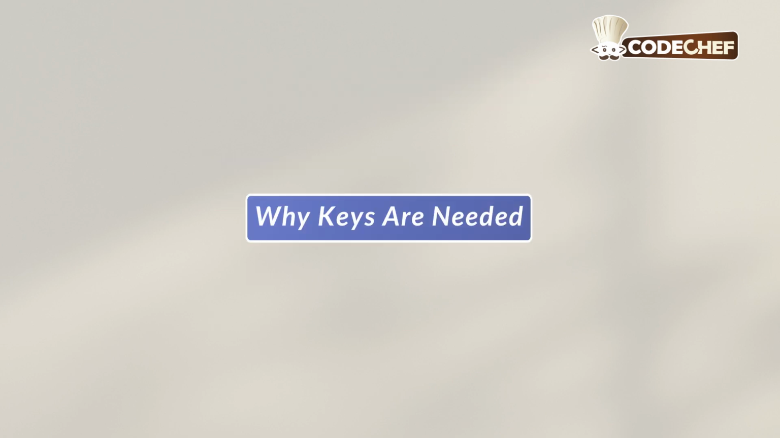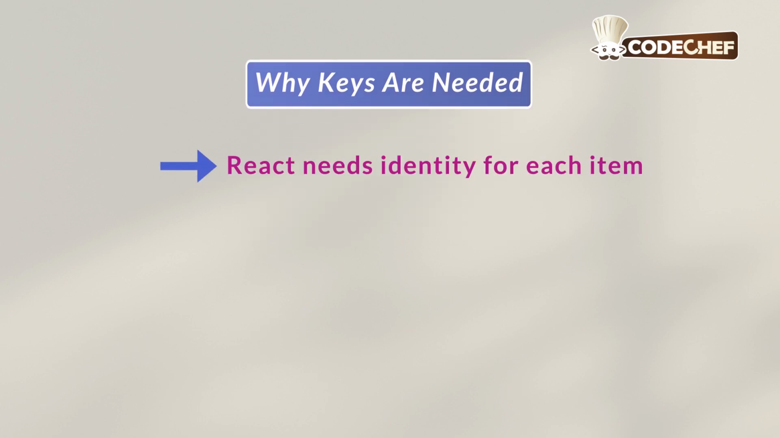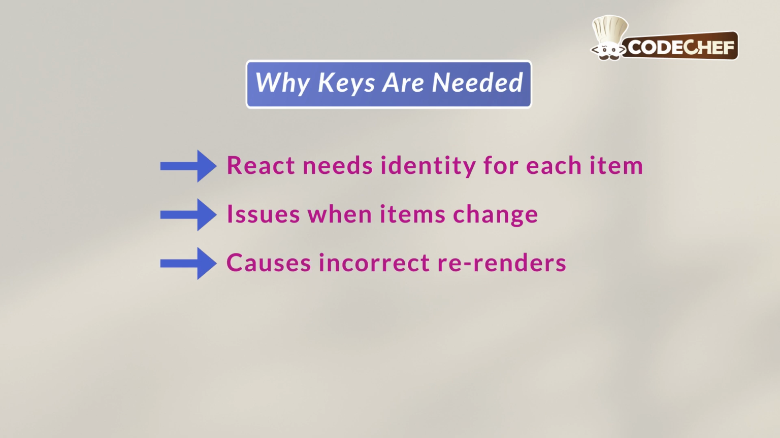There's a hidden issue here. When a list changes, React needs to know which item is which. Without keys, React cannot correctly track list items. This can lead to incorrect updates and performance problems.